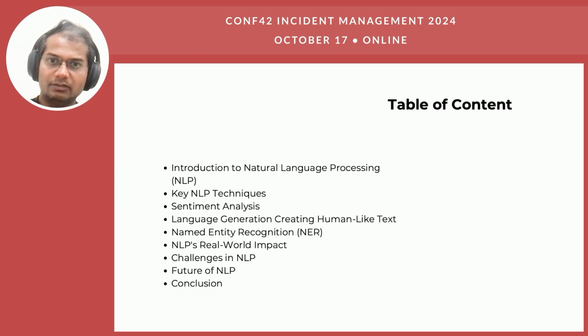Following that, we will look at real-world applications where NLP has made a significant impact, as well as the major challenges it still faces. Finally, we will wrap up with a look at the future of NLP and what lies ahead. Now, let's start with the basics.